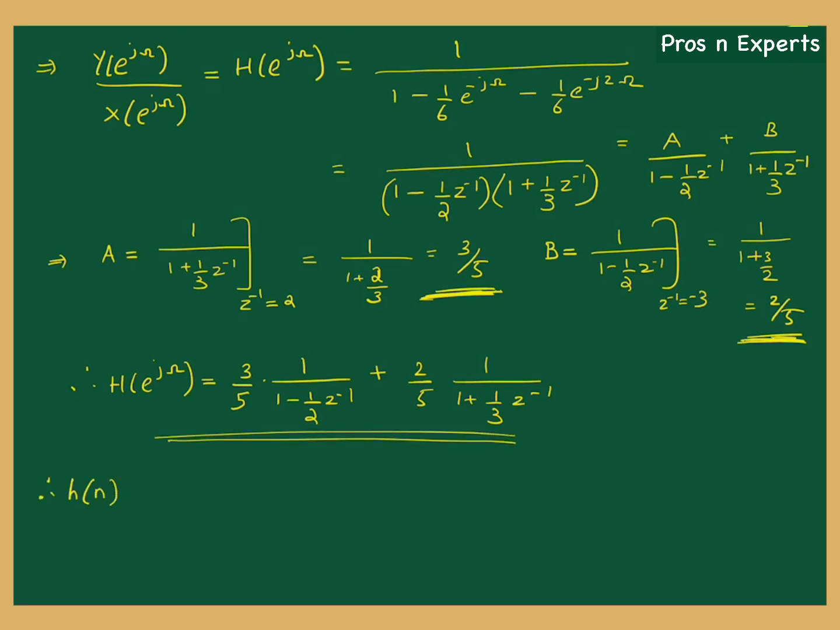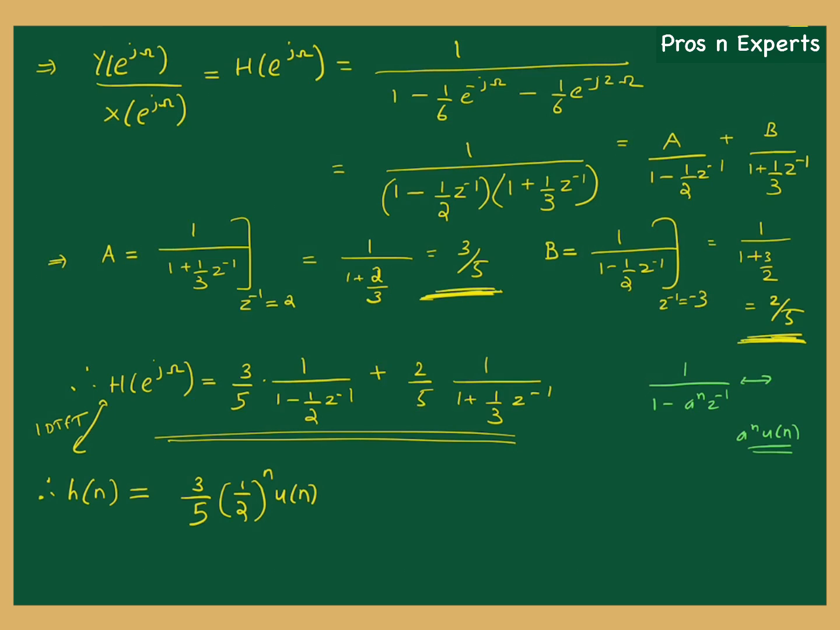Therefore, h of n is nothing but the inverse DTFT of H of e raised to j omega, which will give you 3 by 5 into, what is the inverse DTFT of this function? This is a standard result. You know, it is half raised to n u of n. Because any transform of the form 1 by 1 minus a z inverse, its inverse transform will be a raised to n u of n. Okay, so that's what I have done here.